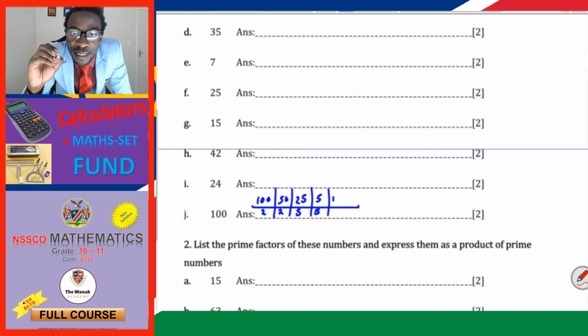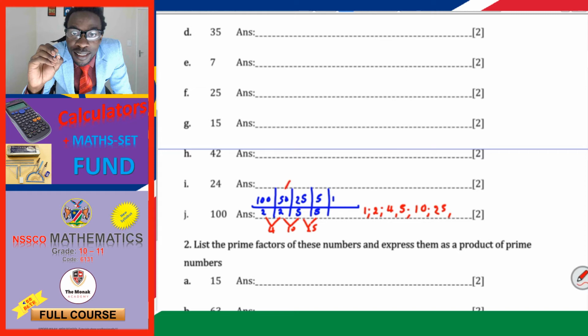So now we can write them down. Our factors are 1, 2. 3 will not work. We try 2 times 2, it gives us 4, so 4 is a factor. We go to 5, which is a factor. We try 2 times 5, it gives us 10, which is a factor. 5 times 5, it gives us 25, which is a factor.